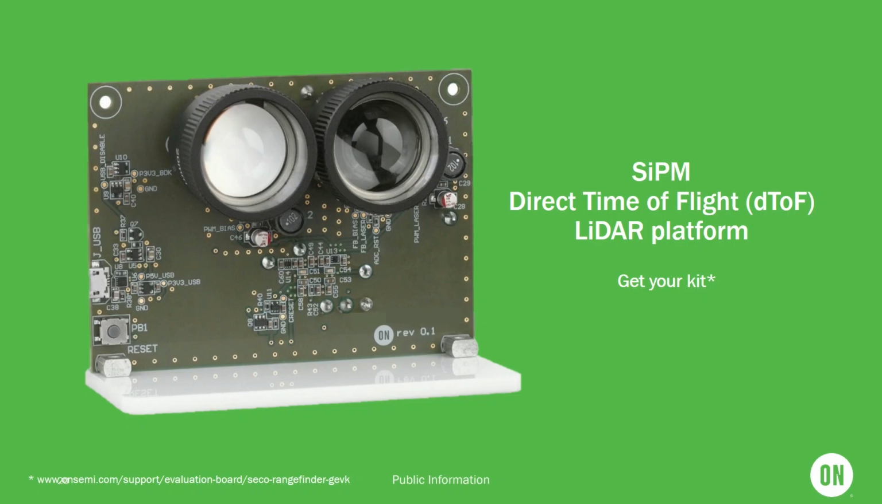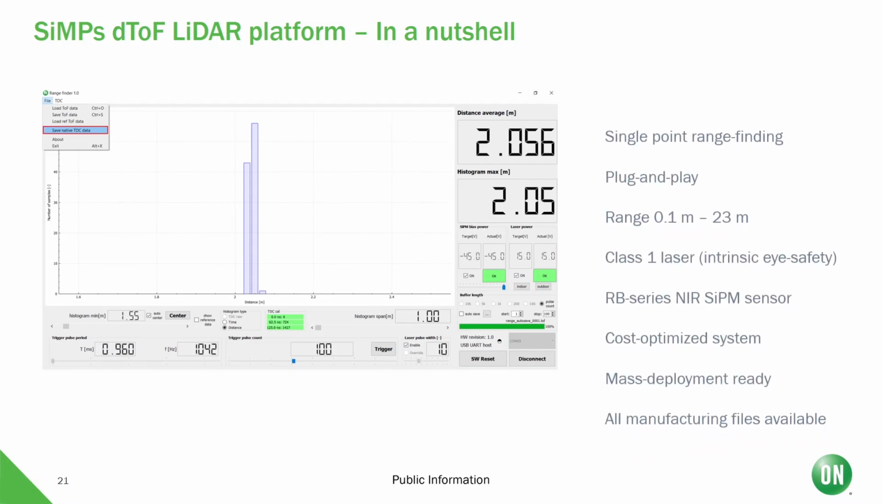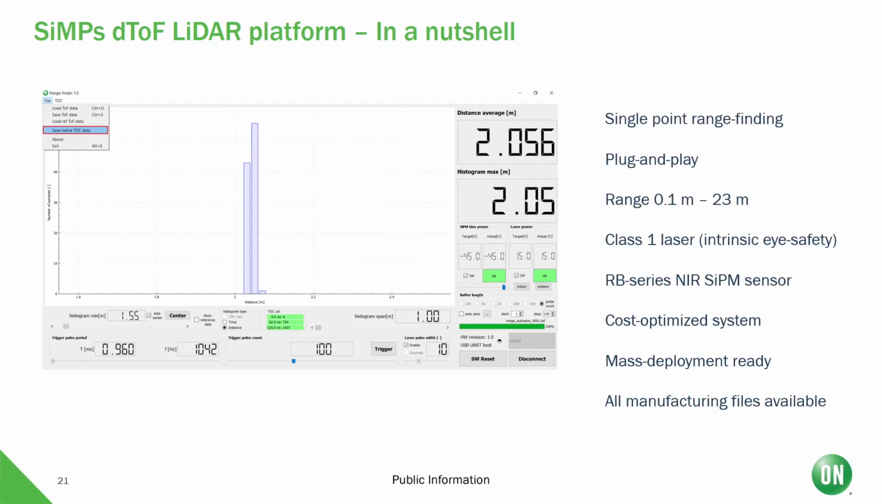No need of installation. A development kit targeting single-point range-finding applications, with an operating range between 10 centimeters and 23 meters, and Class 1 laser certified, so it is intrinsically eye-safe. It clearly reaps the benefits of our RB series silicon photomultipliers, decreasing the complete system cost and making it ready for mass deployment.